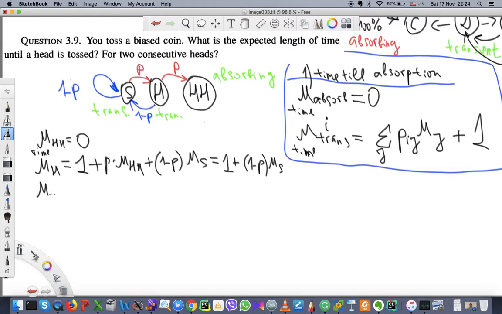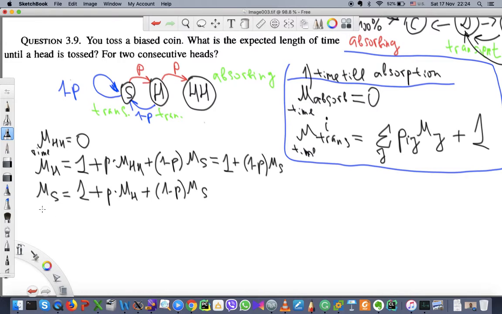Now, what about mu S? It's again 1 plus. Now, where can we go? We can go with probability P to H, or with 1 minus P back to S. So with probability P, we can go to mu H, or with probability 1 minus P, we can go back to mu S.